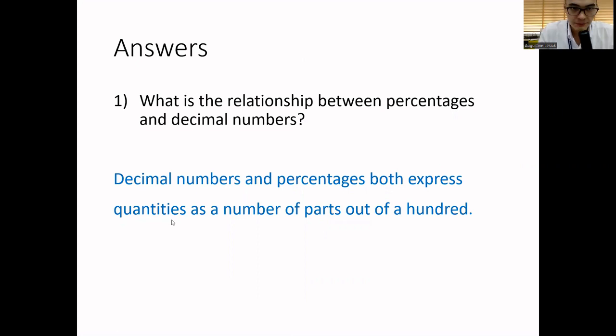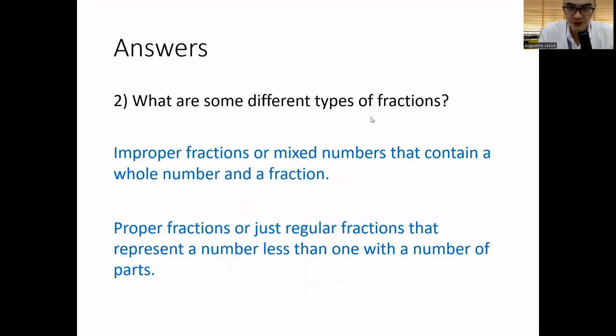For the second one, what are some different types of fractions? Improper fractions or mixed numbers are fractions that contain a whole number and a fraction. So you have a normal number with a fraction. While proper fractions are just regular fractions that you see every day that represent a number less than one with a number of parts. So we have the improper that has a whole number and a fraction, and then we just have the regular fractions. All right, so those are the answers. Moving on.